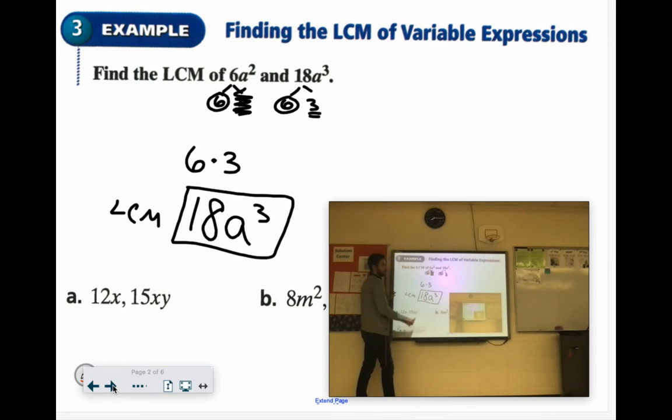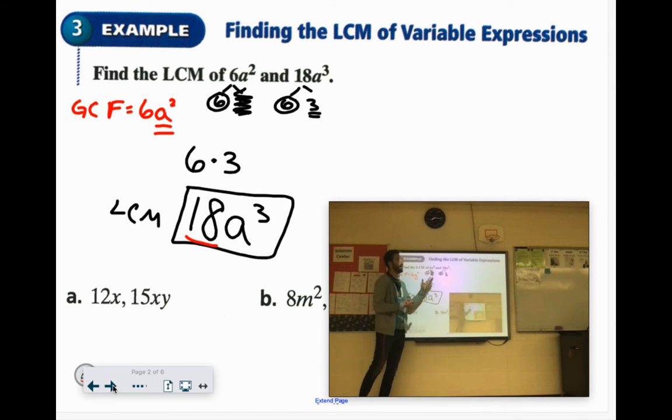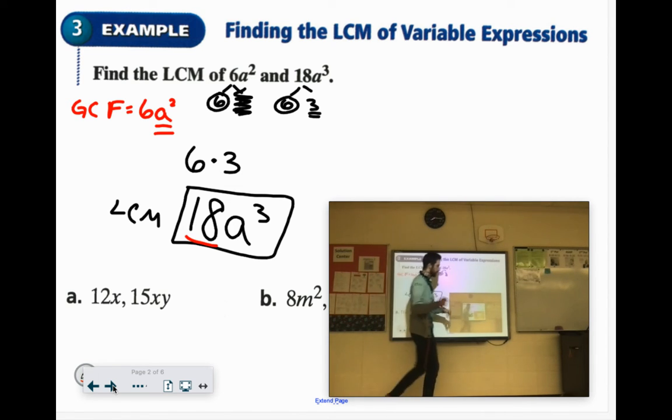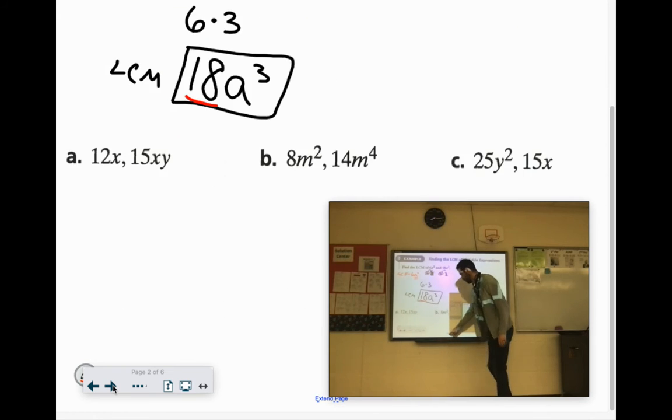Now, if I said, well, what's the greatest common factor? They both had a 6 in common. So GCF would be 6, and then they have at least a to the second power. So I know it can be a little confusing. Greatest common factor, you find that first anyway, and then you just bring down the leftovers for the 18. With the greatest common factor, we went with the lower exponent, and with the least common multiple, you go with the higher exponent. You'll get used to it once you do a few of them.